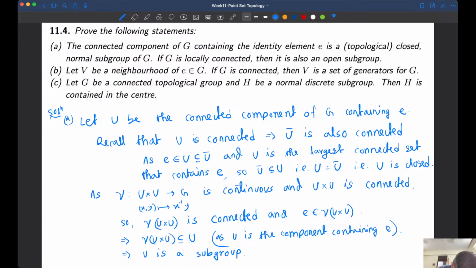Sir, we did one result in which we just showed that if it is P naught, then it will be normal only. Sorry. This normal subgroup is not that normal.